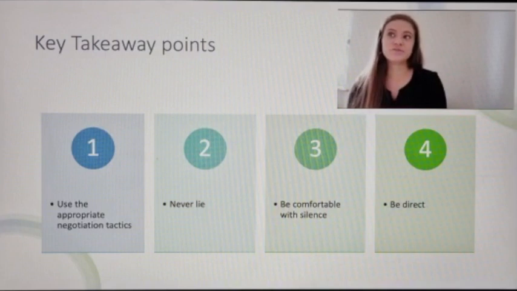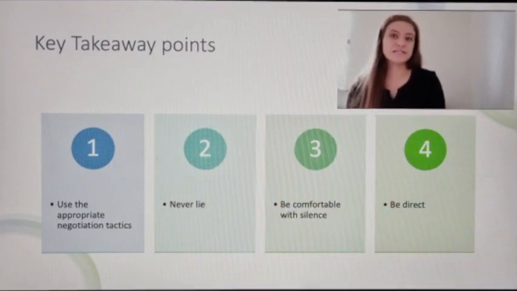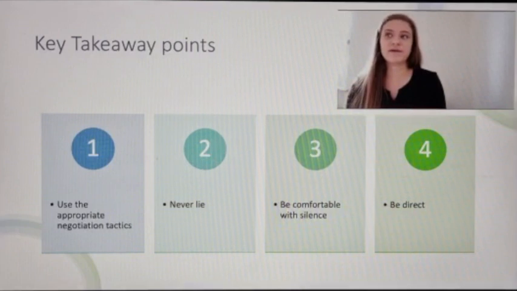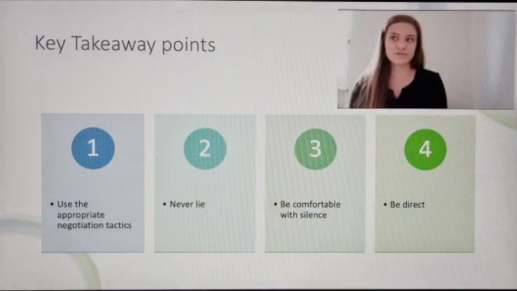Second, never lie. At all times, stick to facts and honest conversation, simply because once trust is broken, it is quite hard to rebuild and to get back to the point that you once were at. Thirdly, be comfortable with silence at times. Silence is not necessarily a bad thing. Allow for there to be moments of silence and be comfortable with it. Lastly, be direct. Be direct with the negotiations and your intentions. After all, you are there to try and gain something in your favor.